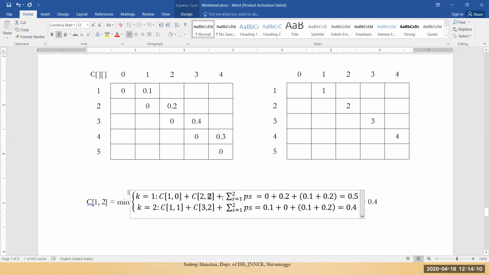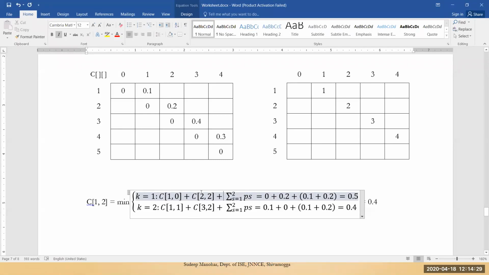Okay. Next, plus, what do we add for this? You should add this sigma, s equal to 1 to 2. Because i and j are 1 and 2, so 1 to 2. That means you should consider the probabilities P1 and P2. So that means you have to sum P1 plus P2.